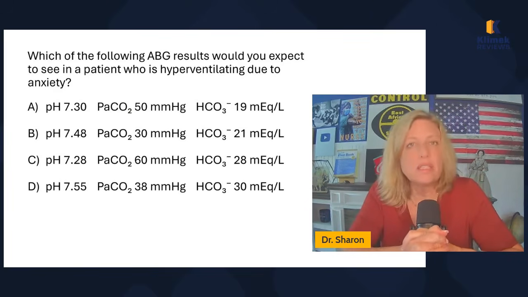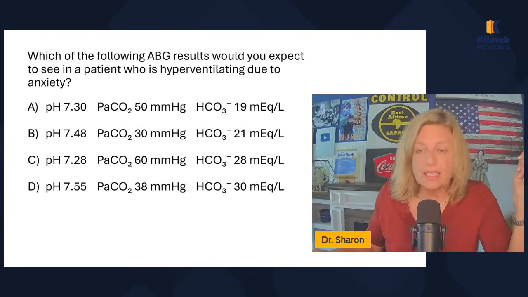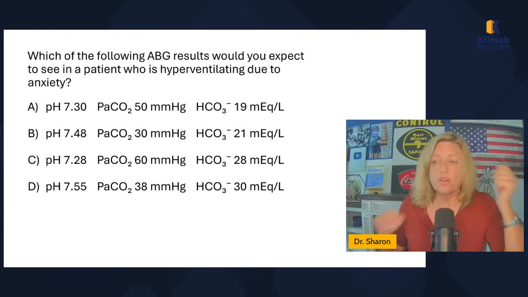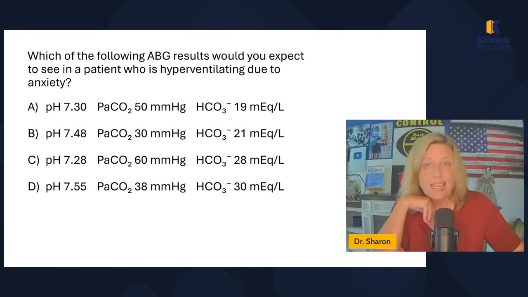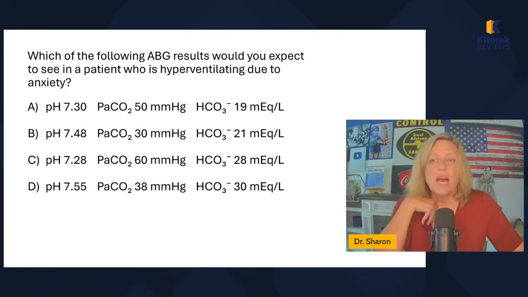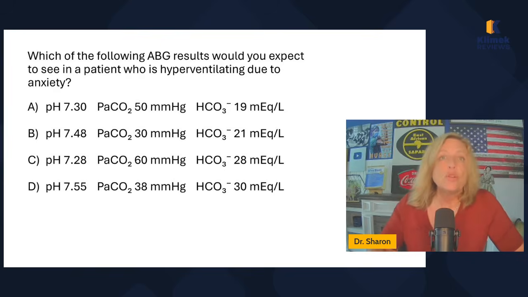So let's look at this a little bit different way. This is a more difficult way of looking at this. You can still figure it out, and I want to show you how you can do that. Which of the following ABG results would you expect to see in a patient who's hyperventilating due to anxiety? All right. Hyperventilating due to anxiety. Well, it has to be respiratory. It can't be metabolic because it's a respiratory problem. If they tell you it's a respiratory problem, y'all, pick a respiratory answer. So let's see which of these results is respiratory.